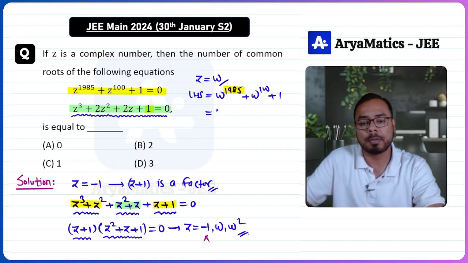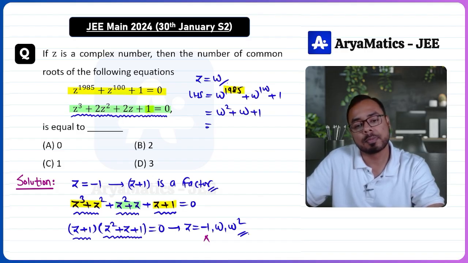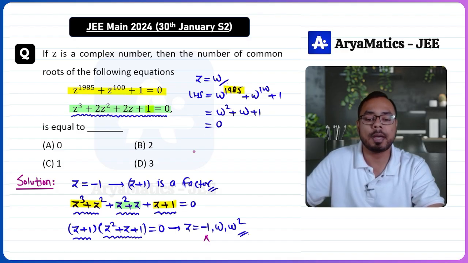So, the remainder will be 2. That means this term will become omega square. And the next term, omega raised to 100, will be the same as omega, because omega raised to 99 will be 1, plus 1. This will be 0. That means omega is a common root between the two equations. Omega is a root of the second equation, and it will also satisfy the first equation.